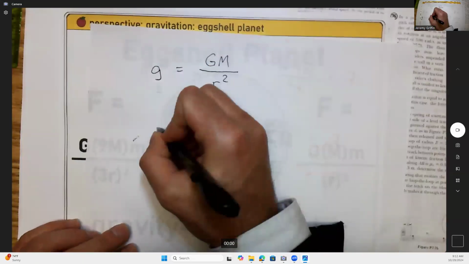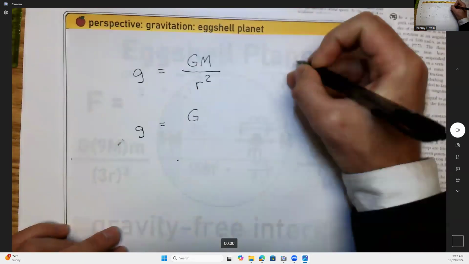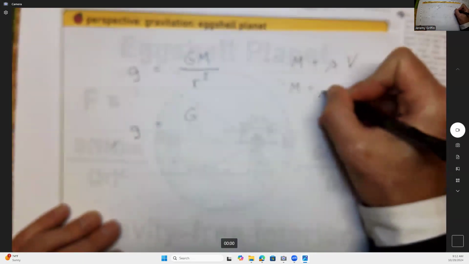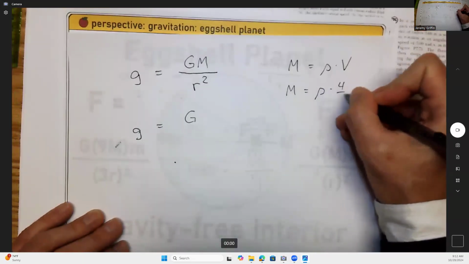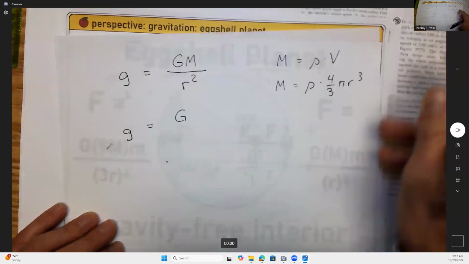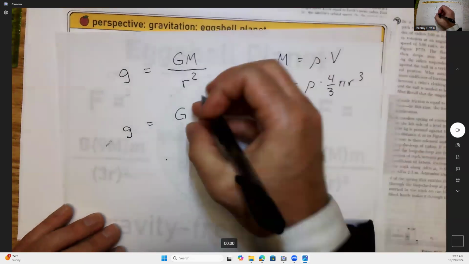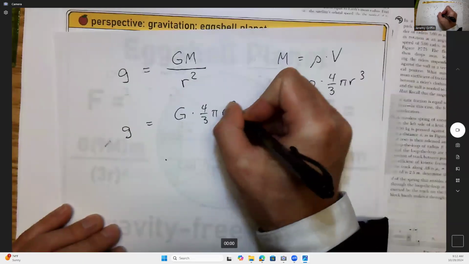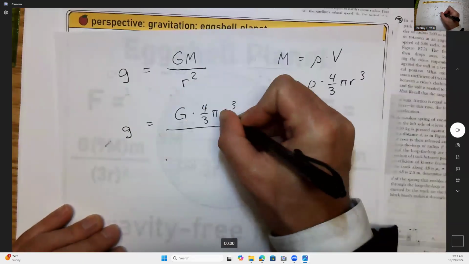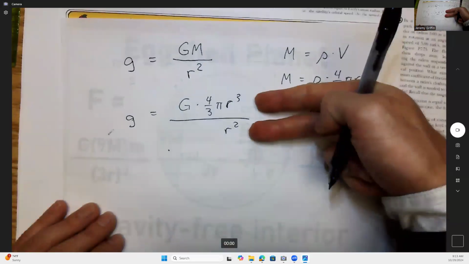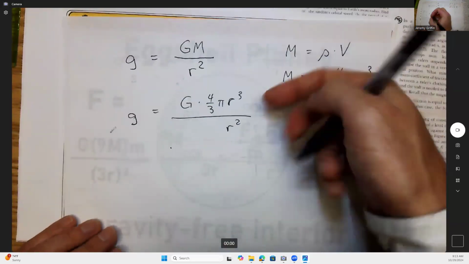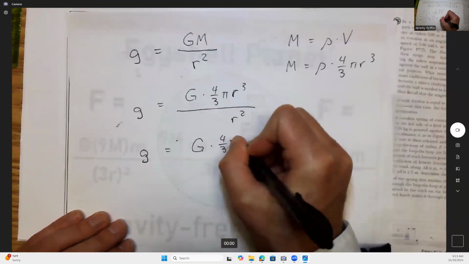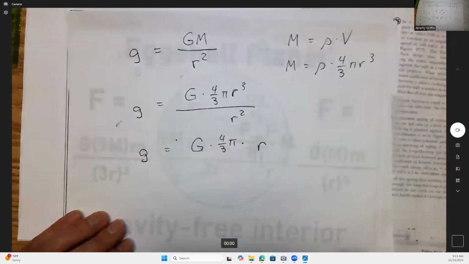All right, let's figure that out. So we've got G equals, well, instead of mass, isn't mass just density times volume? So here's density. And isn't volume for a sphere 4/3 pi r cubed? It's approximately a sphere. So instead of mass, I'm going to put density times 4/3 pi r cubed, all divided by r squared. What cancels? Two of the r's. So gravity field equals the universal gravity constant G, times density, times 4/3 pi, all times r.